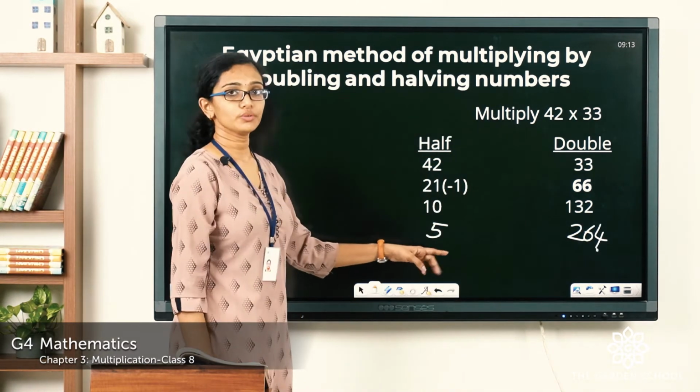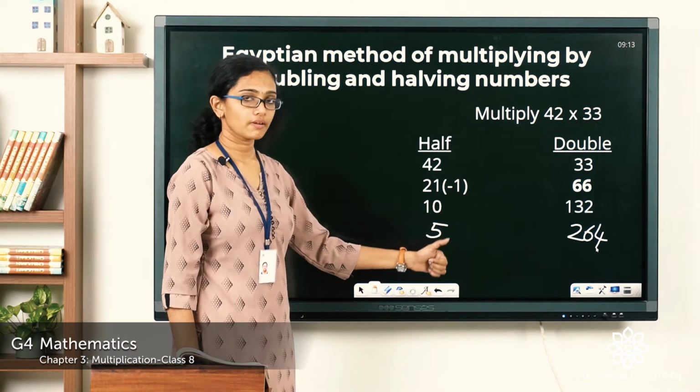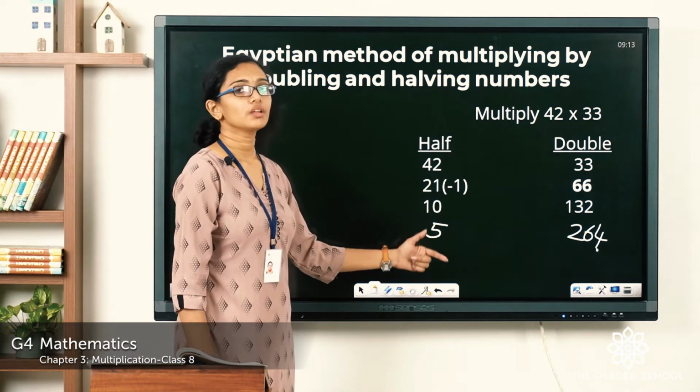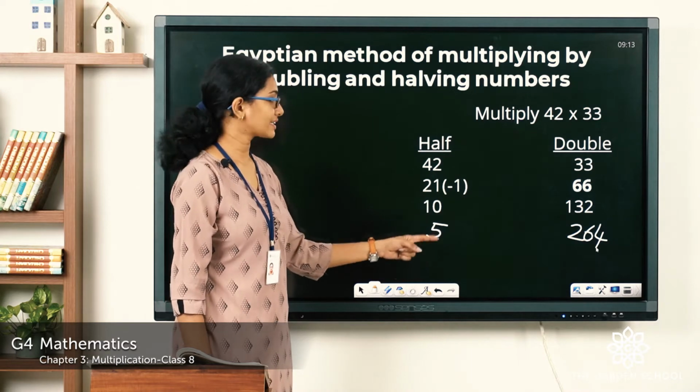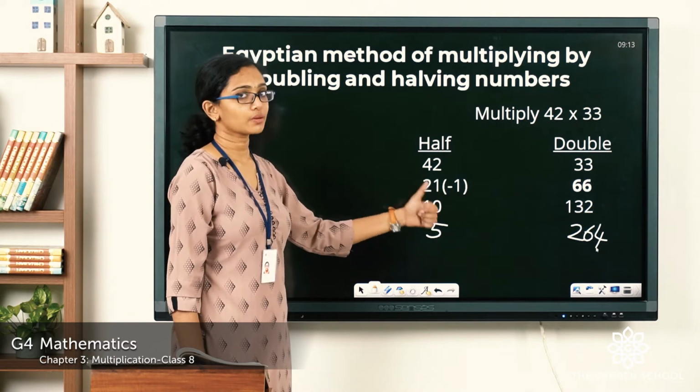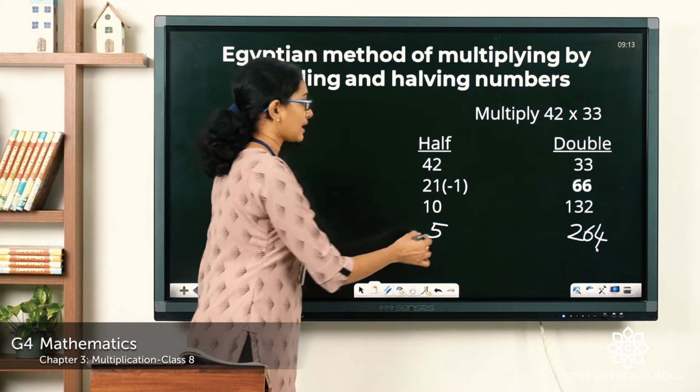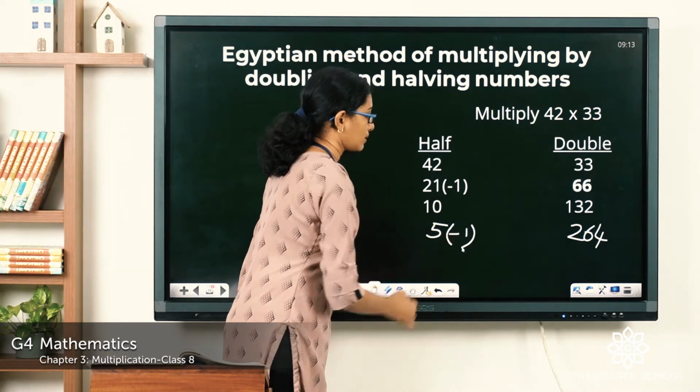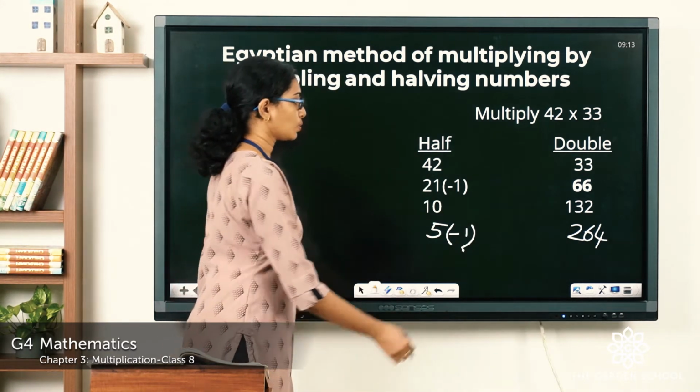Now we are going to divide 5 by 2. Can we divide 5 exactly by 2? No, it's again an odd number. So in that case, what do you do? You have to subtract 1 from the multiplicand. So subtracting 1 from this 5 will give you what?